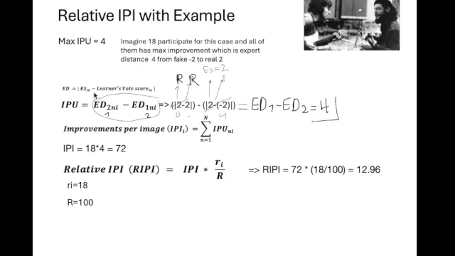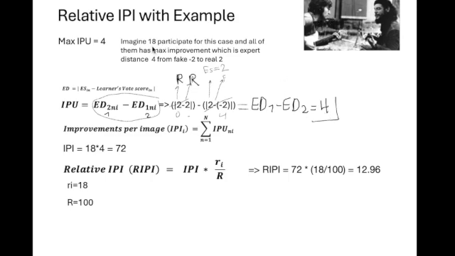As you can see, here is the formula of expert distance, and here is the IPU, improvement per user, which in the maximum case, ED1 minus ED2, will be 4, and the minimum is minus 4. But for all these three examples, because we want to compare the numbers of participants, not the votes, we imagine for all cases we have the maximum number of improvement.